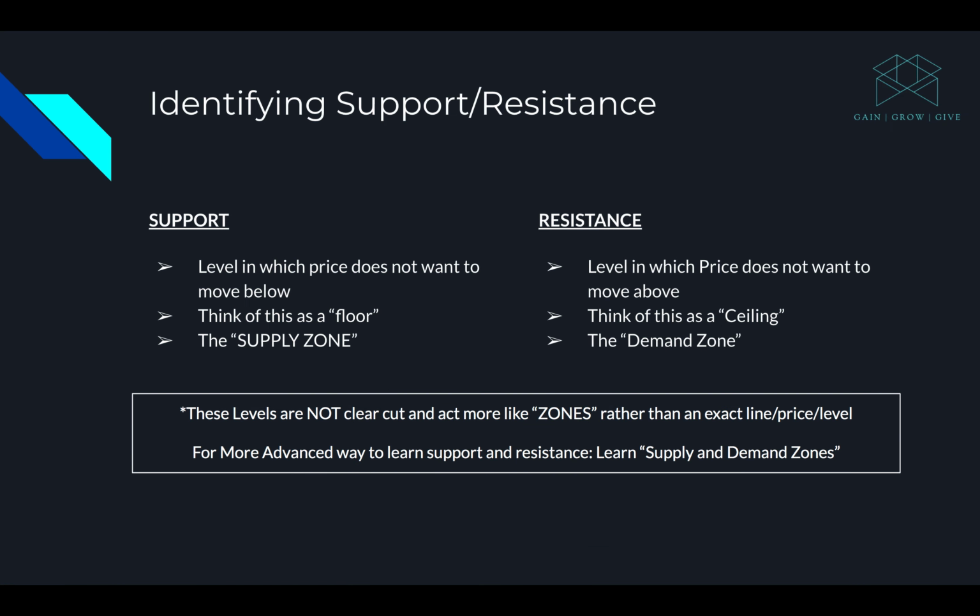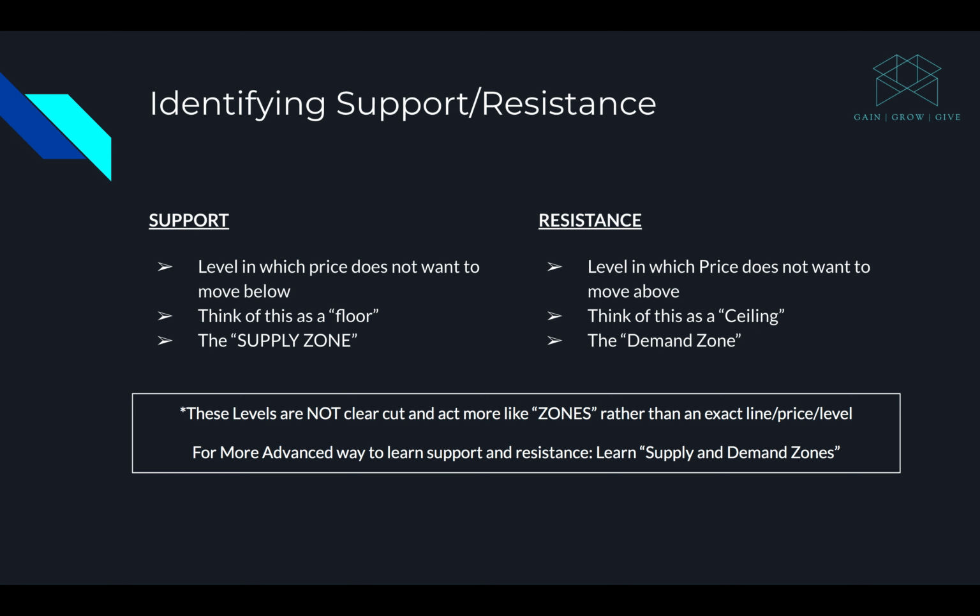Okay, anyways. So supply and demand. Think of the picture, think of the tug of war. So now you're going to have support and resistance levels. A support level is a level at which price does not want to move below. Think of this as a floor, or in more advanced terms, a supply zone. Next, you have a resistance. This is a level at which price does not want to move above, and think of this as a ceiling, or in more advanced terms, a demand zone.